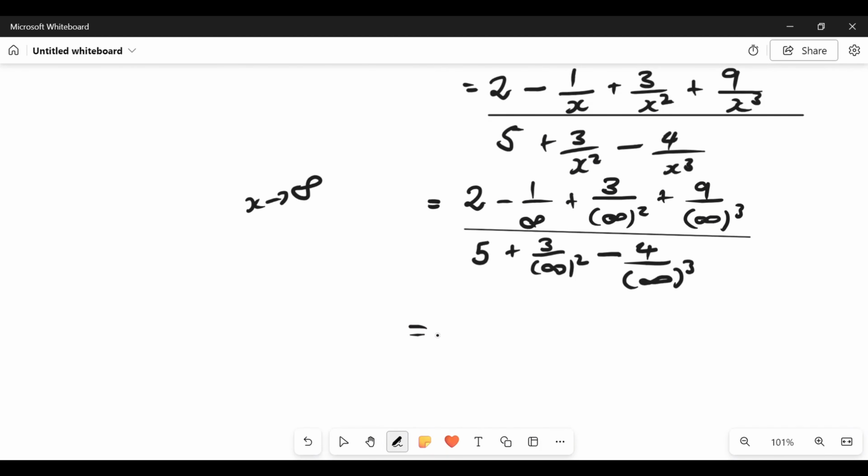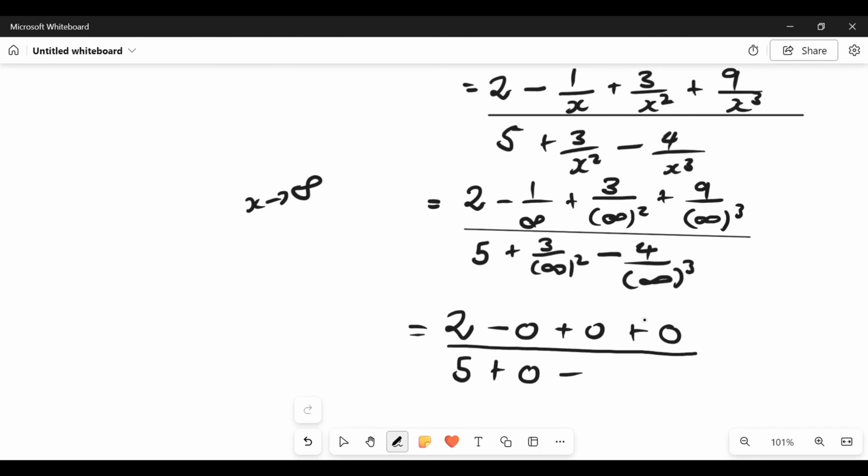Now, as we continue here, the first term on the numerator, we have 2. The second term, we have minus 1 divided by infinity. Remember, any number divided by infinity is going to give you 0. The second term also plus 0. The third term plus 0, because all of them are divided by infinity. Divide by. The first term on the denominator, we have 5. And then the second term is 3 divided by infinity squared. That is going to give us 0. The third term is going to be 4 divided by infinity, which is going to give us 0. So the final answer here, we have 2 over 5. So this is our limit.